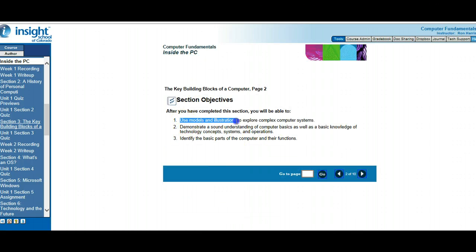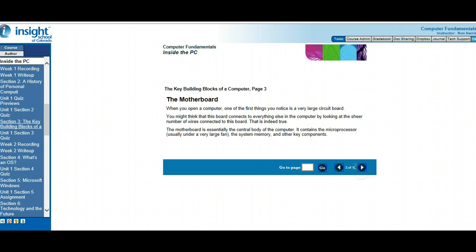So in this section, we're going to look at models and illustrations of computer systems, demonstrate an understanding of computer basics and basic knowledge of systems, and identify the parts of a computer and their functions.